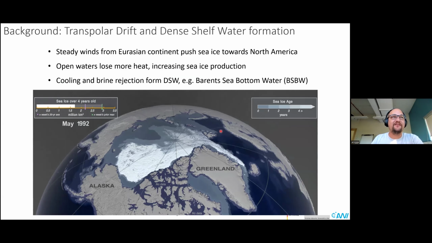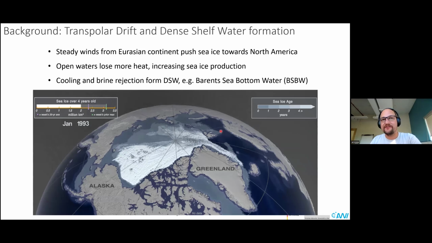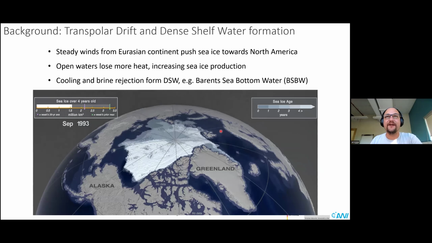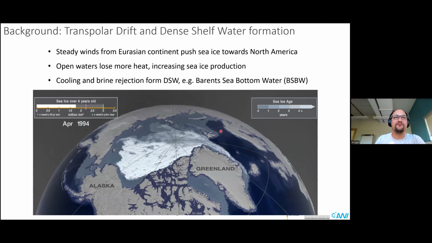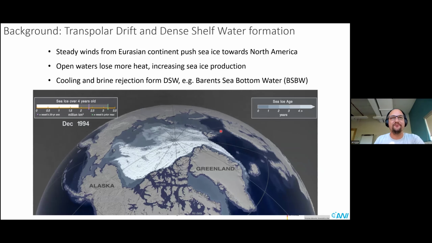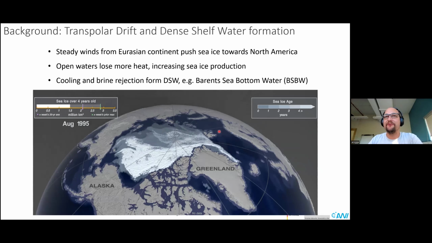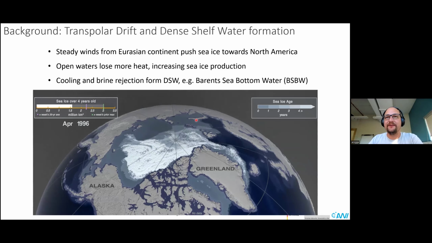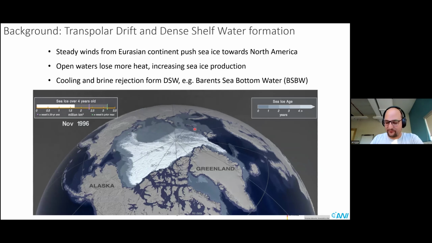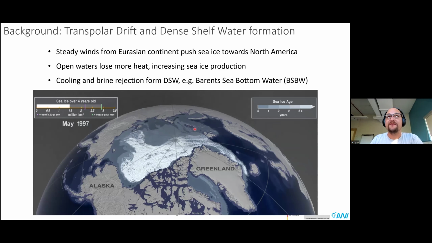And because of that, we have cooling and brine rejection from this feature, and this causes the formation of dense shelf waters. So in particular, Barents Sea bottom water, which is built up here, and what I want to talk about today.